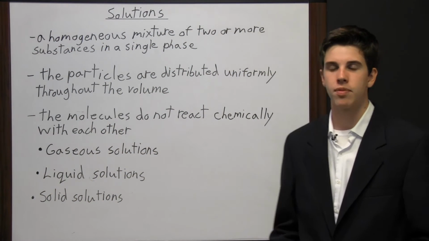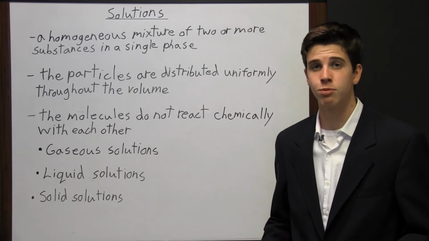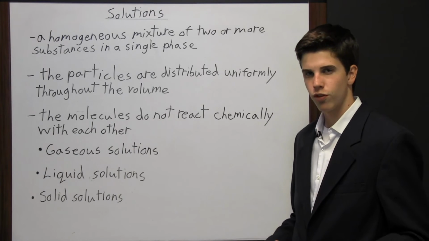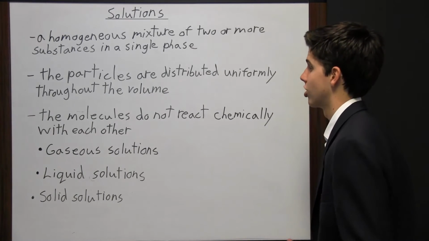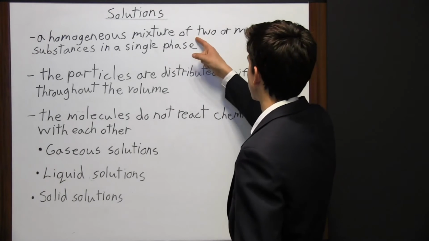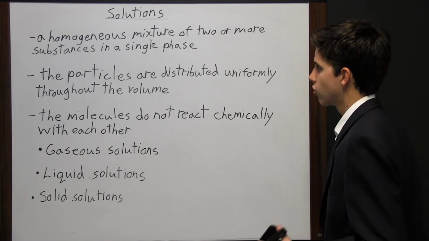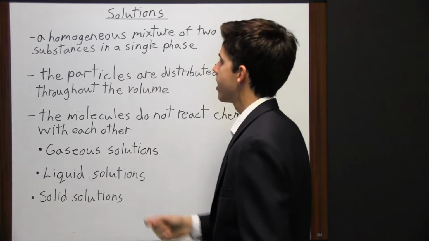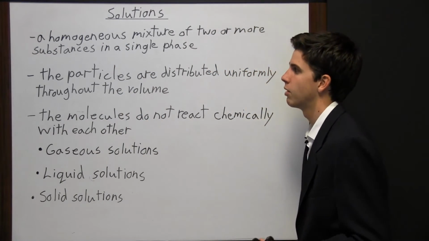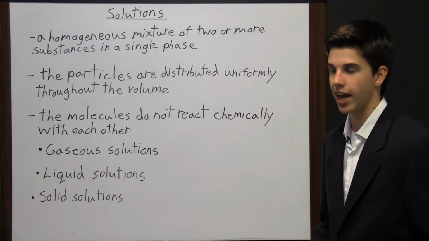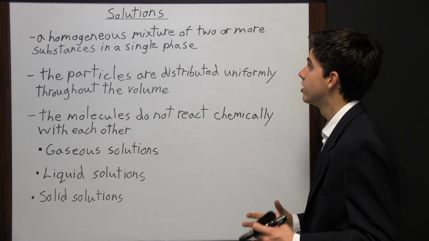I want to take a look at the properties of solutions and some different types of solutions. But first off, we need to define what a solution is. And it's a homogeneous mixture of two or more substances in a single phase. So by homogeneous, we mean the same. In other words, you don't have two substances somewhat mixed together. They are completely mixed together, forming one substance or one solution.